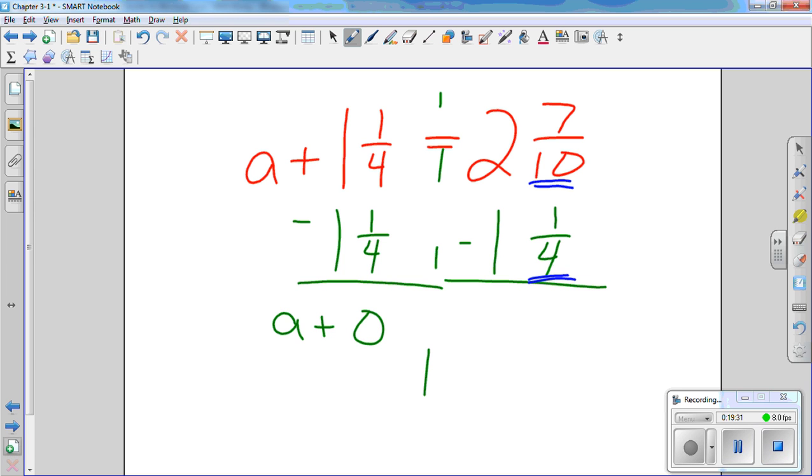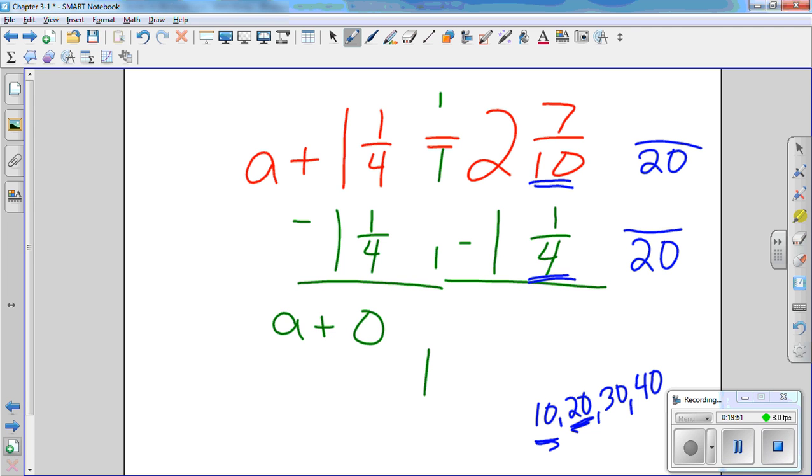How do I find a common denominator of 10 and 4? Take the higher one and write all its multiples: 10, 20, 30, 40. Does 4 go into 10? No. Does 4 go into 20? Yes, 5 times. So I have 20 as my common denominator. How do I get from 10 to 20? Multiply by 2. So 10 times 2 is 20. 7 times 2? 14.